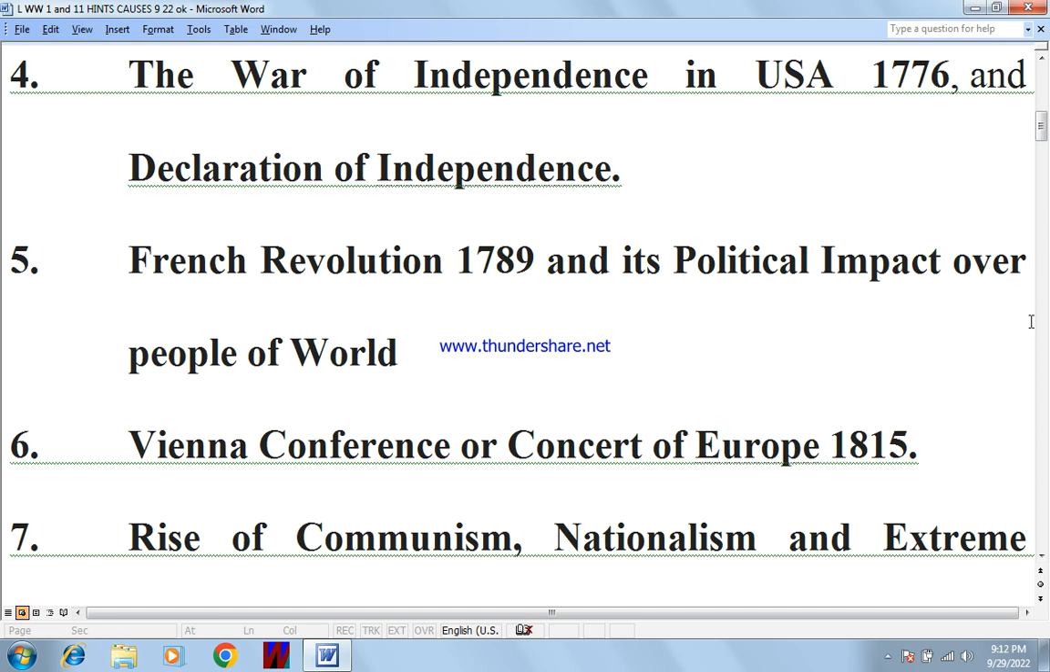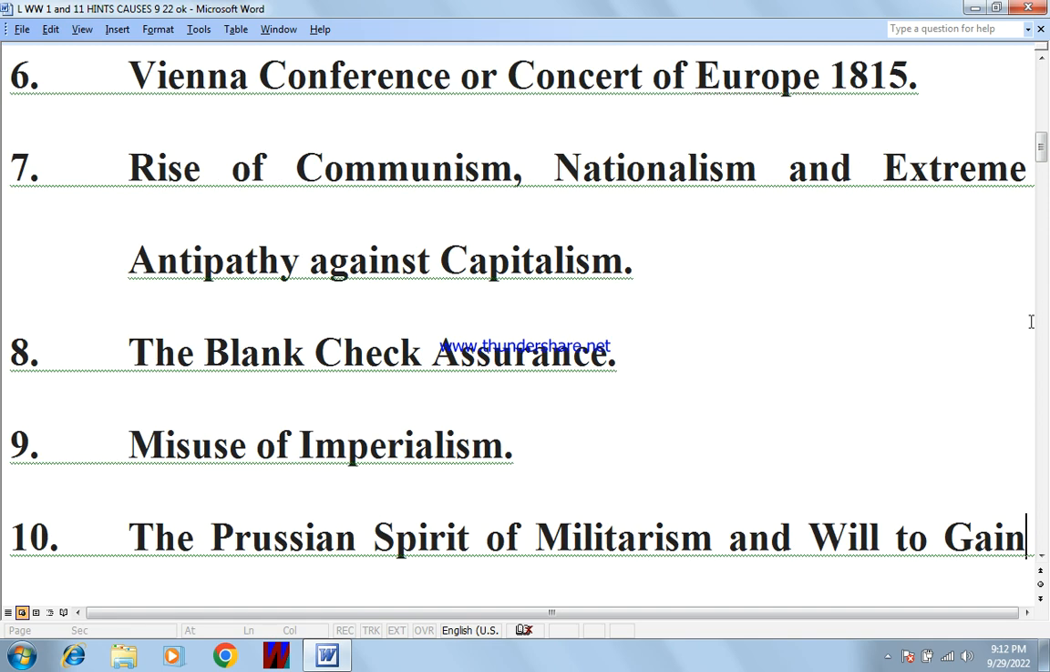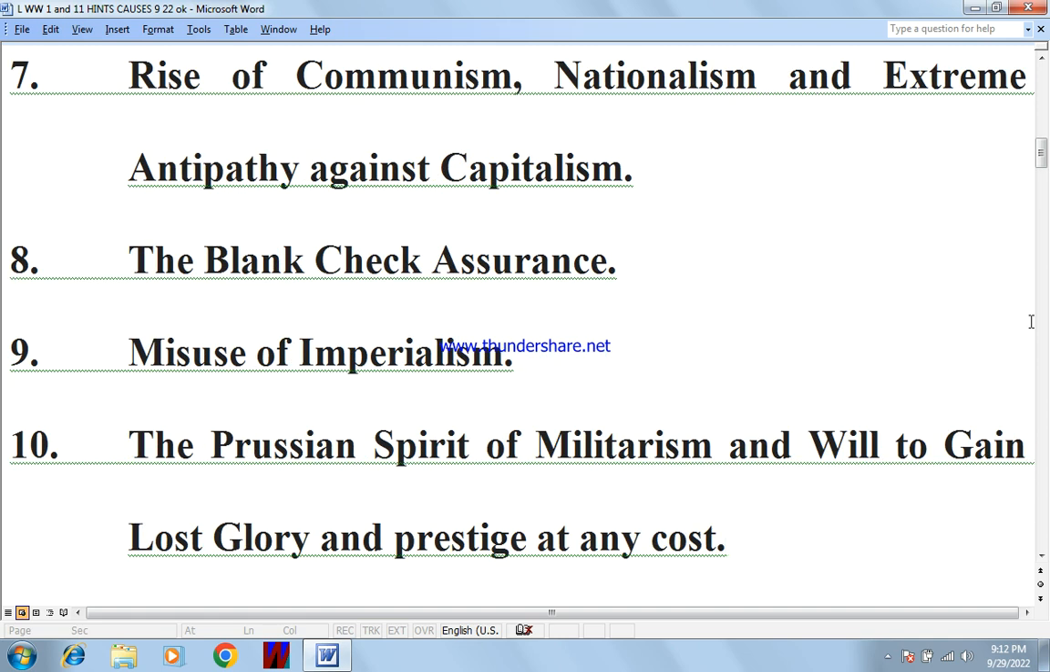Number four, the War of Independence in the United States of America in 1776 and the Declaration of Independence. Number five, the French Revolution of 1789 and its political impact over the people of the world. Number six, the Vienna Conference or Concert of Europe, 1815. Number seven, rise of communism, nationalism and extreme antipathy or hatred against capitalism.